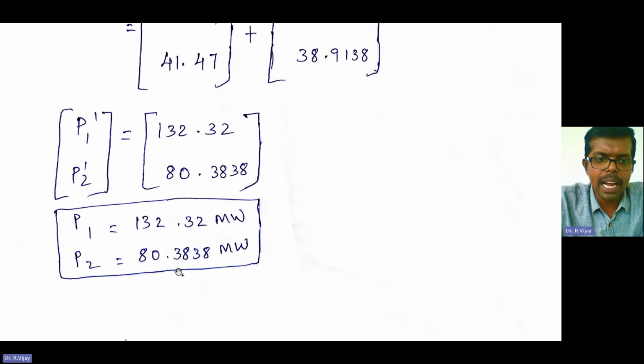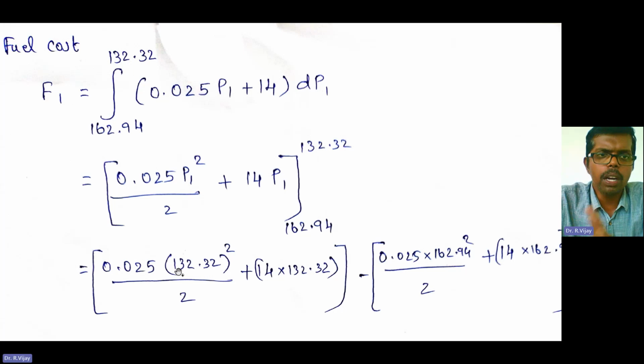With these values, we are going to calculate the fuel cost. How to calculate the fuel cost? Already we have seen a similar problem, because dF1 divided by dP1 is given. Now we need to find F1. So F1 is equal to integration. The differentiation is given, so if you want to calculate F1 alone, you need to integrate. That's all. So F1 is equal to the integration of.